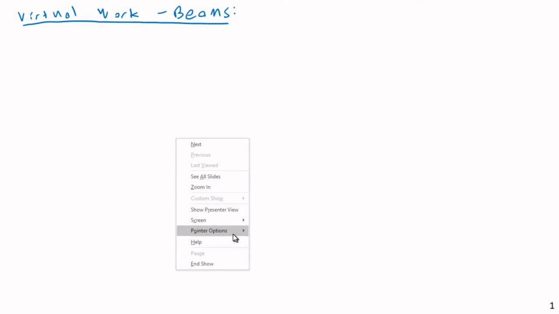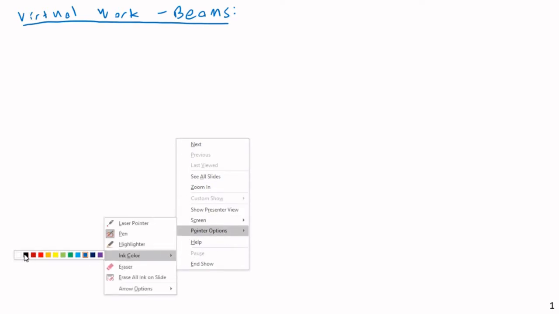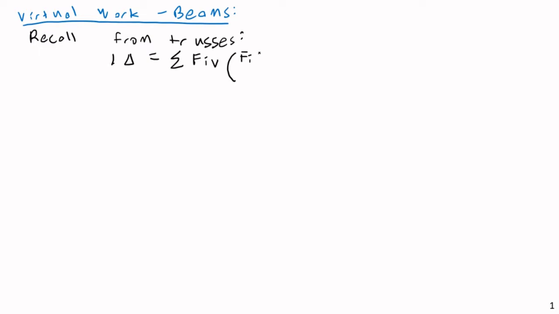So this is going to be a continuation of the theory that we looked at in the last two lectures when dealing with virtual work for trusses. Recall that when we were dealing with trusses, we had this general relationship. For trusses, we use the following formula: 1 times delta is equal to the summation of F_iV times F_i L over AE. Here F_iV are the internal member forces caused by our virtual load, F_i are the real member forces, L is the member length, A is the cross-sectional area, and E is the modulus of elasticity.